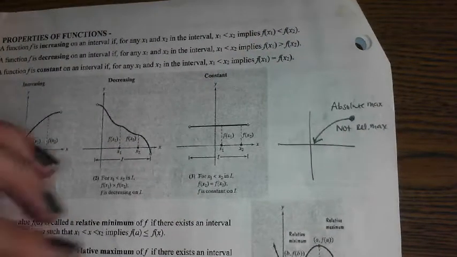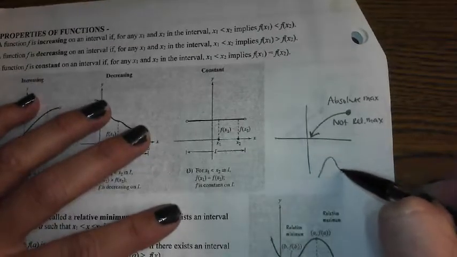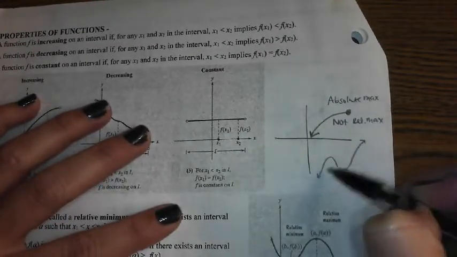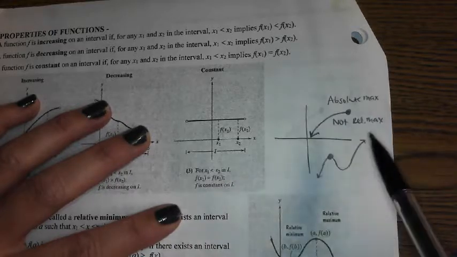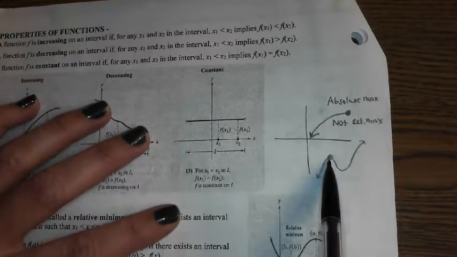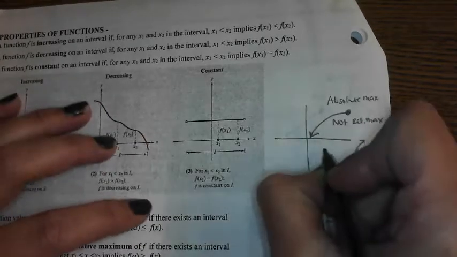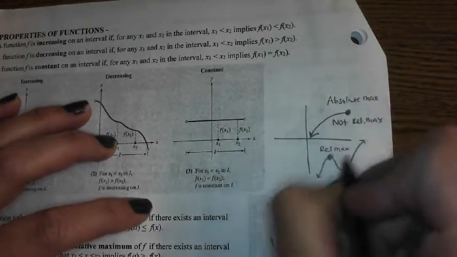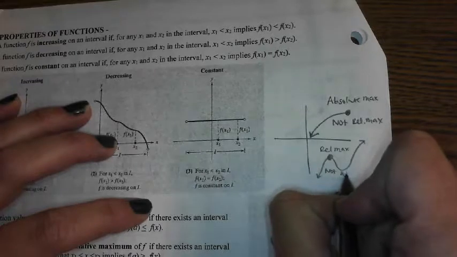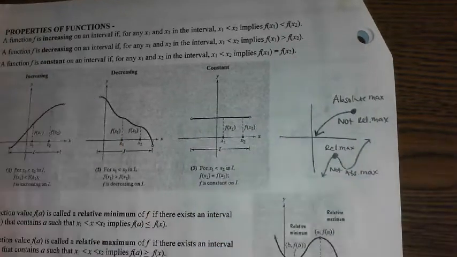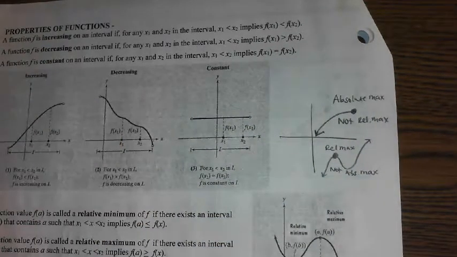And sometimes things are a relative max, like right here. That's a relative maximum to the points directly to the left, directly to the right, but it's not an absolute. So it's a relative max, but not an absolute. So you can be one without being the other is what I'm trying to show you here. Or you might be both.